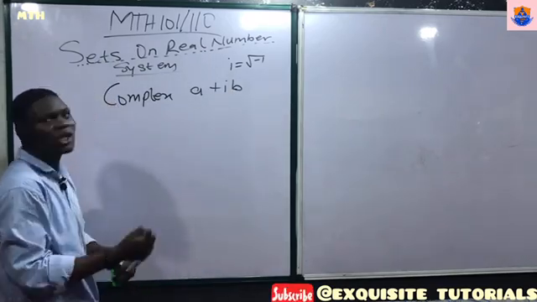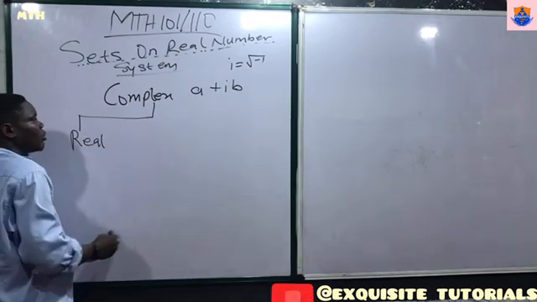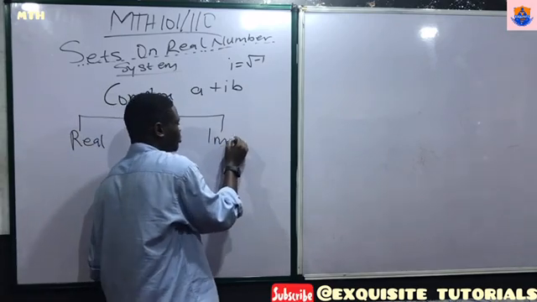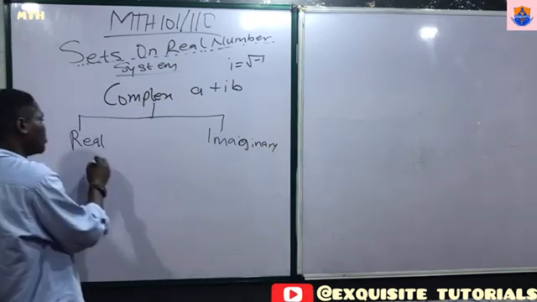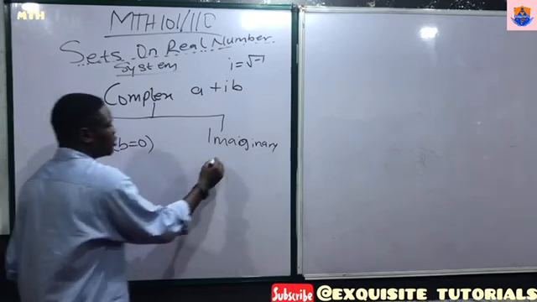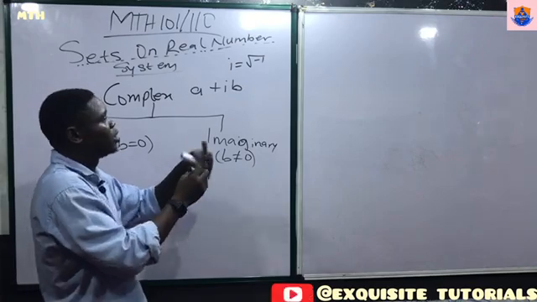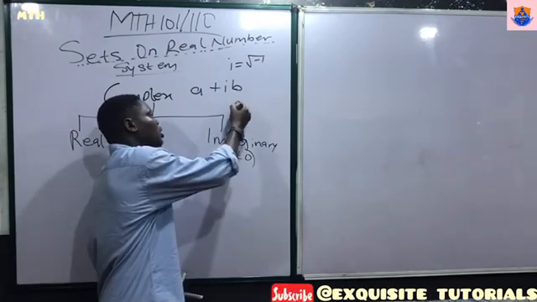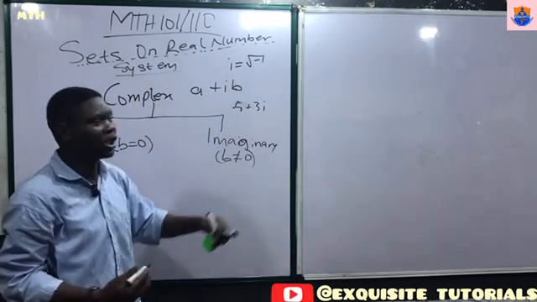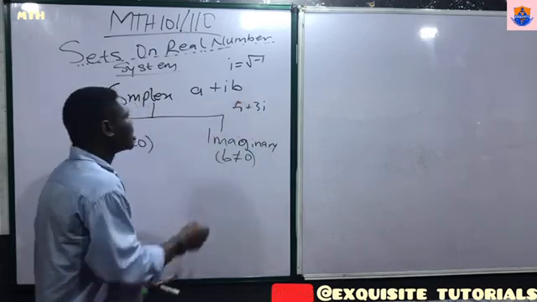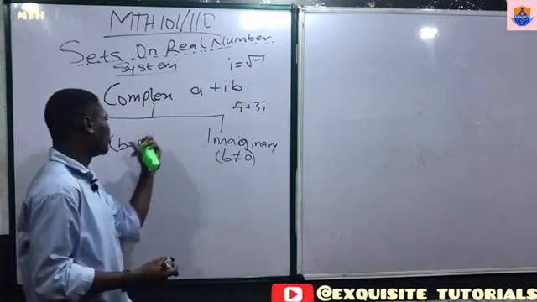So basically, complex numbers are divided into two. We have the real numbers and we have the imaginary numbers. Real numbers are formed when b is 0, while imaginary numbers are formed when b is not 0. So once b is not 0, every number you form here is imaginary, e.g., 5 plus 3i, where i is the square root of -1. This is imaginary. But anything that makes b 0, such that you have numbers like 1, -2, 7, 3, 4, 5, and so on, it becomes a real number.